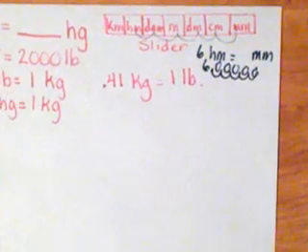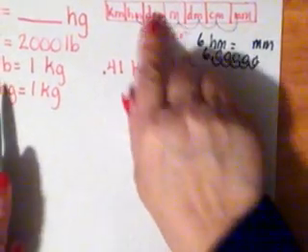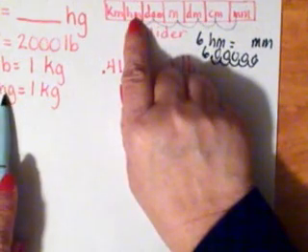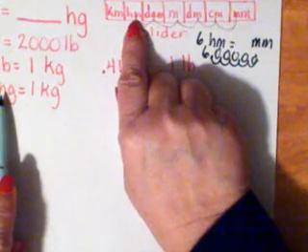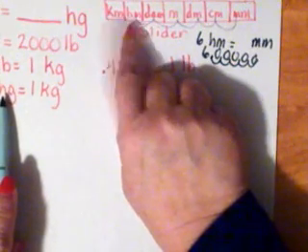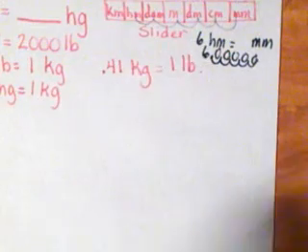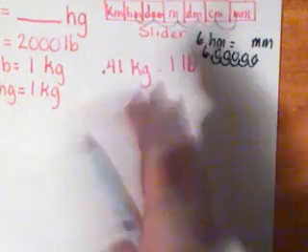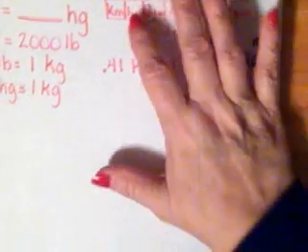It works with everything. Okay, so if I've got hectograms, then to get kilograms, it takes 10 hectograms to be 1 kilogram, because everything to the left is 10 bigger than the one to the right of it. Okay.